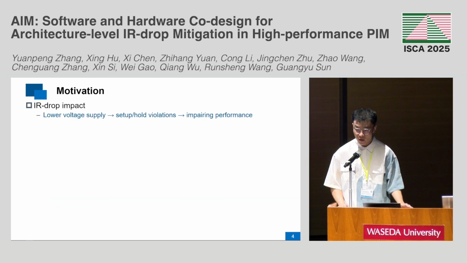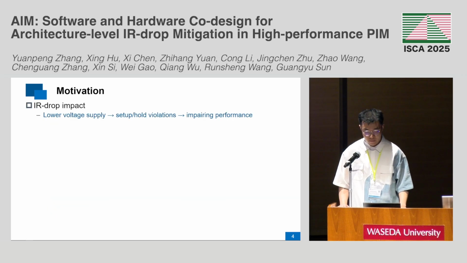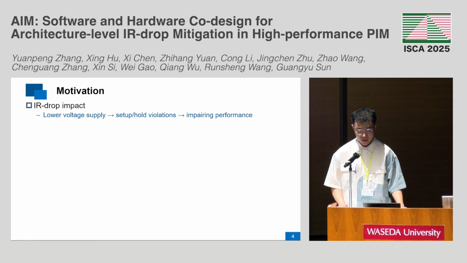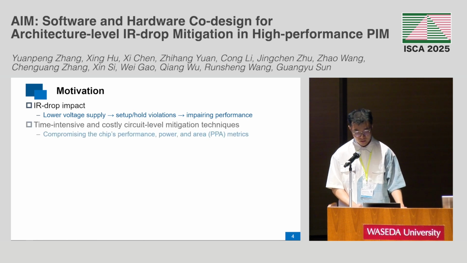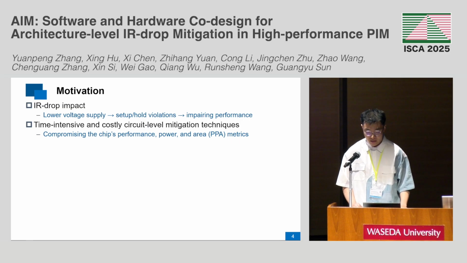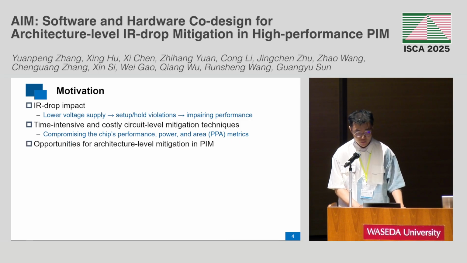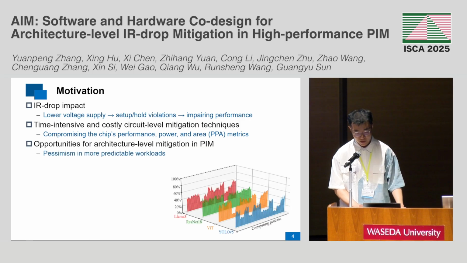As chip performance advances and frequency increases, the airdrop problem is becoming more and more serious. Significant airdrop reduces the voltage to sender cells, leading to timing violation. To address this, IC designers always use numerous time-intensive and costly circuit-level mitigation techniques, compromising the chip's performance, power, and area. Fortunately, our airdrop profiling of a high-performance PIM reveals an opportunity.